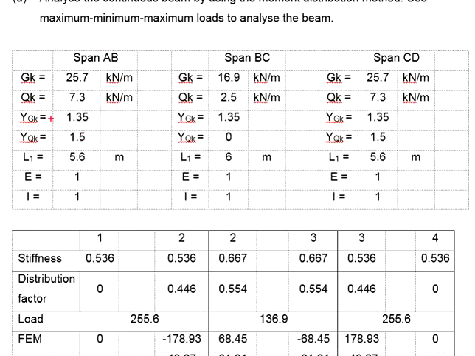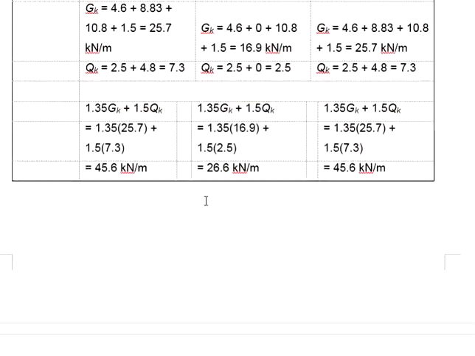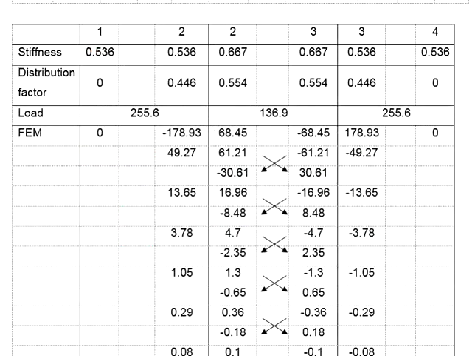That means your design load will be 1.35 times 25.7 plus 1.5 times 7.3. That gives you the UDL of 45.6 kN per meter. In order to get the load, you will use this UDL multiplied by the length, which for the first bay is 5.6 meters. That will give you the load here.